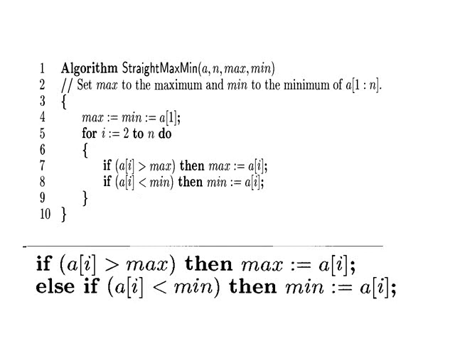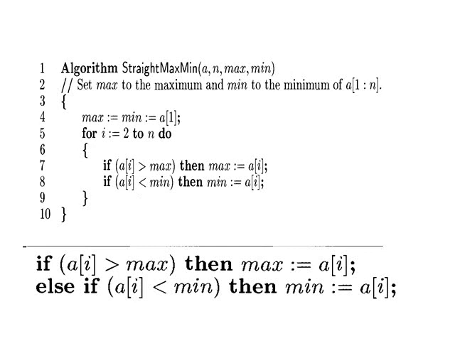Then keep on comparing, that is, i is equal to 2 to n. For each value of i, compare with the maximum element. If a of i is greater than max, then assign max to a of i. If a of i is less than min, then assign it to min. So here we need 2(n minus 1) comparisons. The reason is, here we are comparing for both the cases. That is, we are comparing for max also, we are comparing for min also.